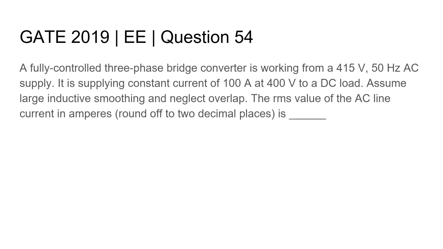GATE 2019 Electrical Question 54. A fully controlled three-phase bridge rectifier is working from 415 volt 50 Hz AC supply. It is supplying constant current of 100 amperes at 400 volt to a DC load. Assume large inductive smoothing and neglect overlap. The RMS value of the AC line current in amperes is.